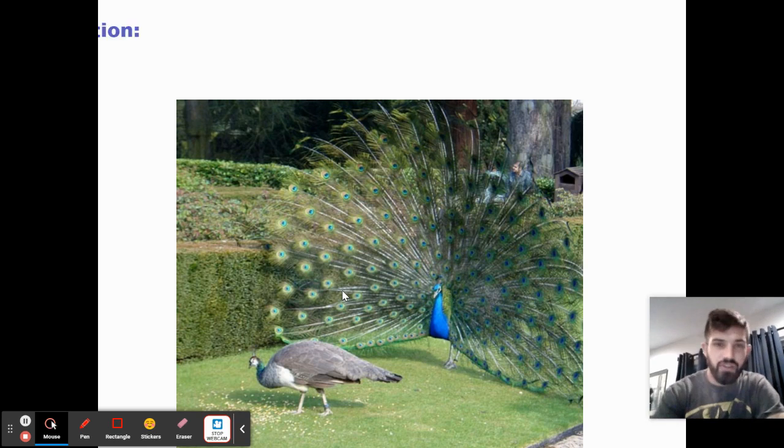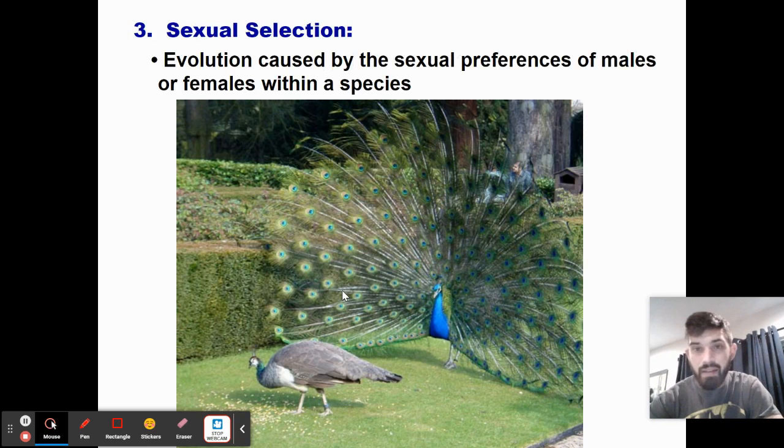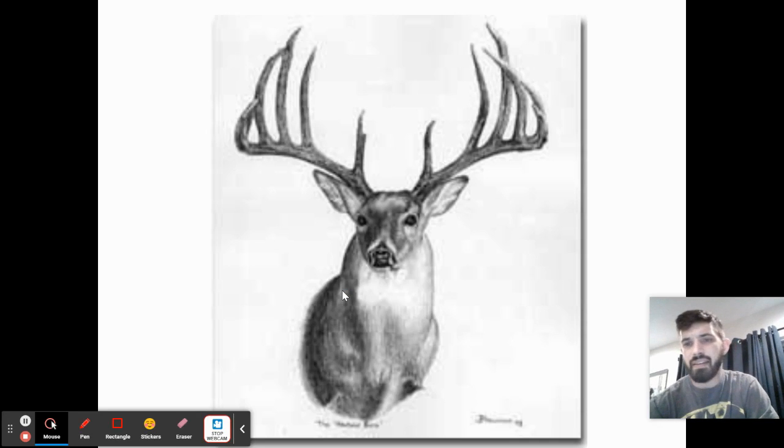And lastly, there's sexual selection. That is when traits are passed on because of the species' sexual preferences. Within peacocks, females are attracted to the male's feathers. So the males that end up passing on their genes are usually the males with the longest, most colorful, and biggest display of feathers. Same goes for deer and buck. Long horns seem to be a sexual preference for does in deer populations. So what would end up happening is the bucks with the biggest horns end up passing on their traits more than bucks with smaller horns or fewer prongs.